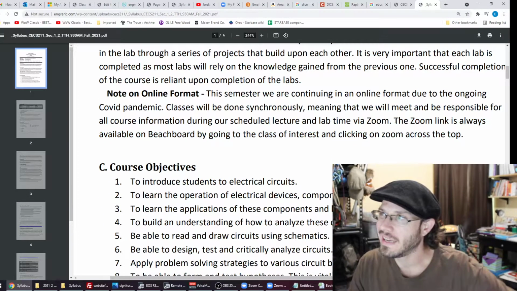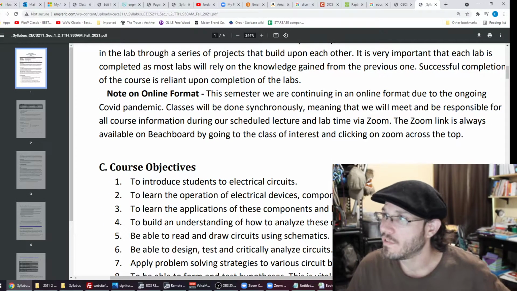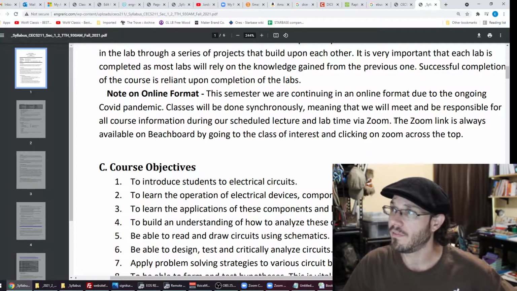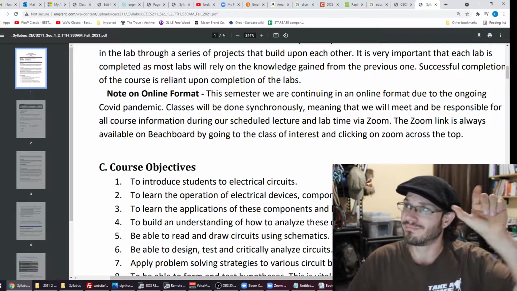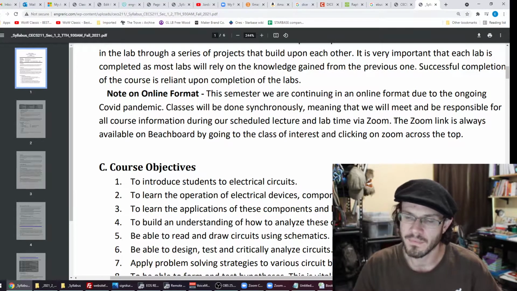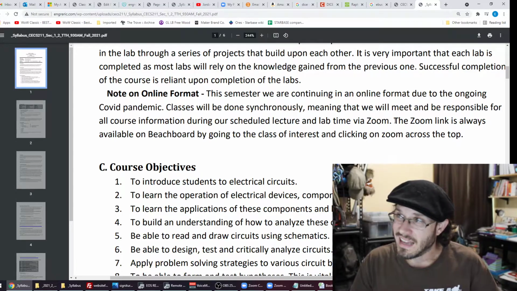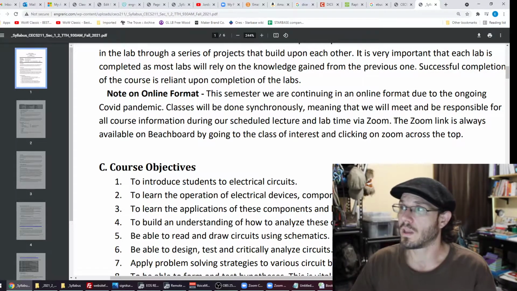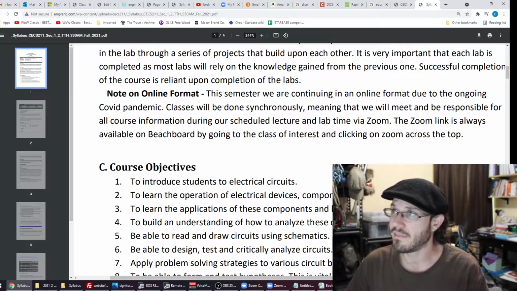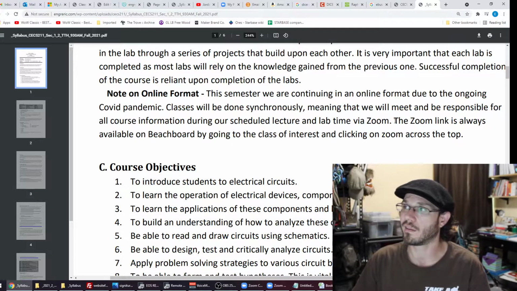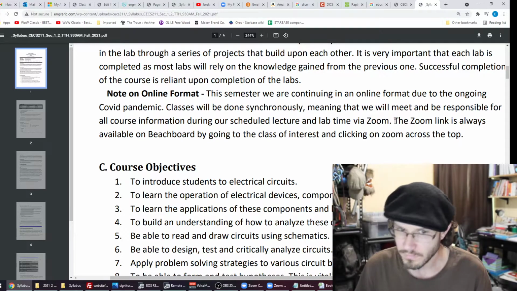Okay, the Zoom link to get here is always available in Beachboard. Once you log into Beachboard and you click on the 211 page, there's a Zoom link at the top that always gets you here to my Zoom course, but the link never changes, and that's the same link for office hours with me. So you can always save that link, and it's the same link for all of my classes as well as all of my office hours.